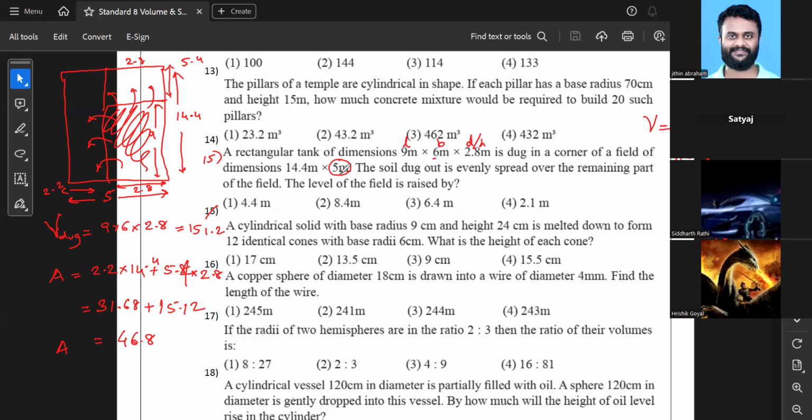Sir, can you give any shortcut for this multiplication, like how you quickly multiplied 14.4 by 2.2? Can you give one quick method for the exam?